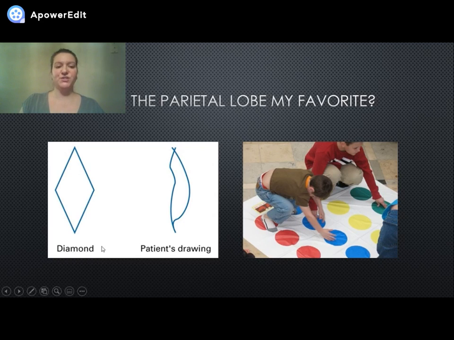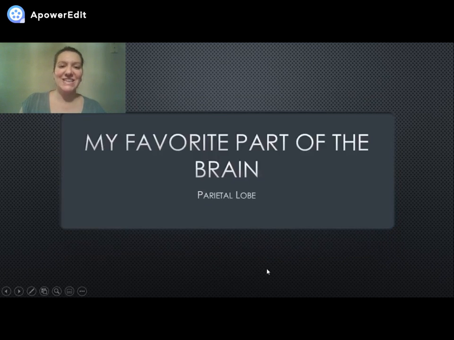So in this picture down here, this is a demonstration of constructional apraxia, where kids have the inability to copy or to form like an object such as a diamond. And in this picture here, the children are playing Twister, but many of the children I work with have a deficit and they can't even initiate the movement, or after the initiation be able to perform another movement. So that is my favorite part of the brain presentation on the parietal lobe.